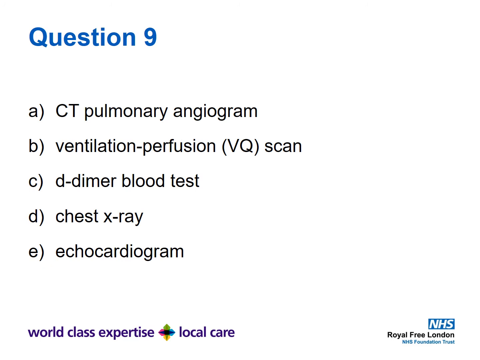Is it A, CT pulmonary angiogram, B, ventilation perfusion scan, C, D-dimer blood test, D, chest x-ray, or E, echocardiogram?